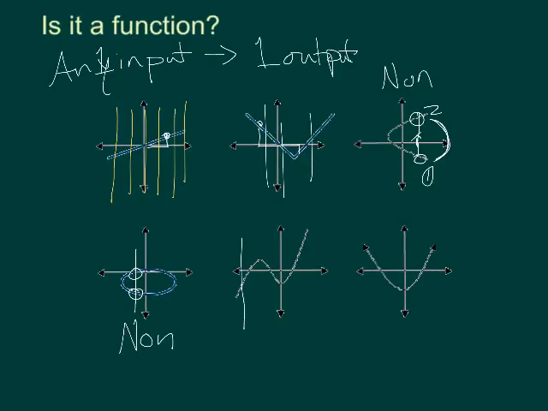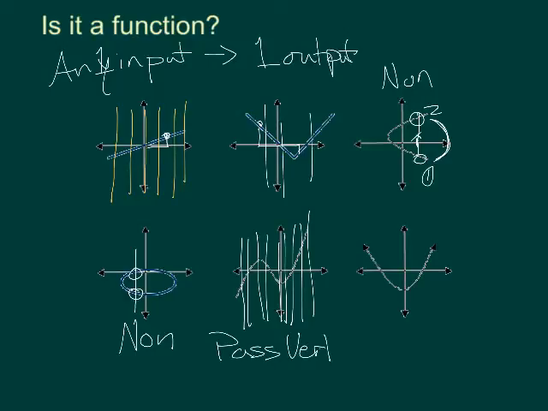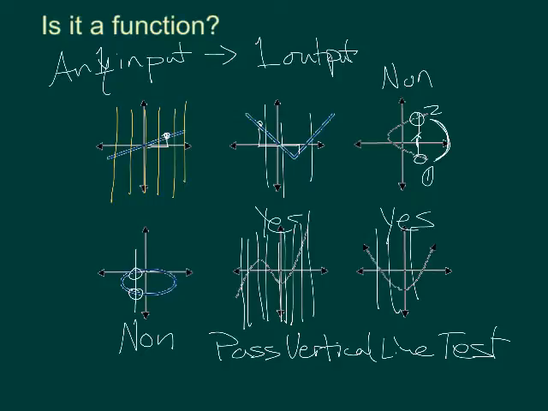If I look here and I draw vertical lines carefully here, I can see that any vertical line I draw on this graph will only have exactly one y value. So this function, we would say, passes the vertical line test and is a function. Same idea here. This one is a function. So I've got a function here, a function here, a function here, a function here.